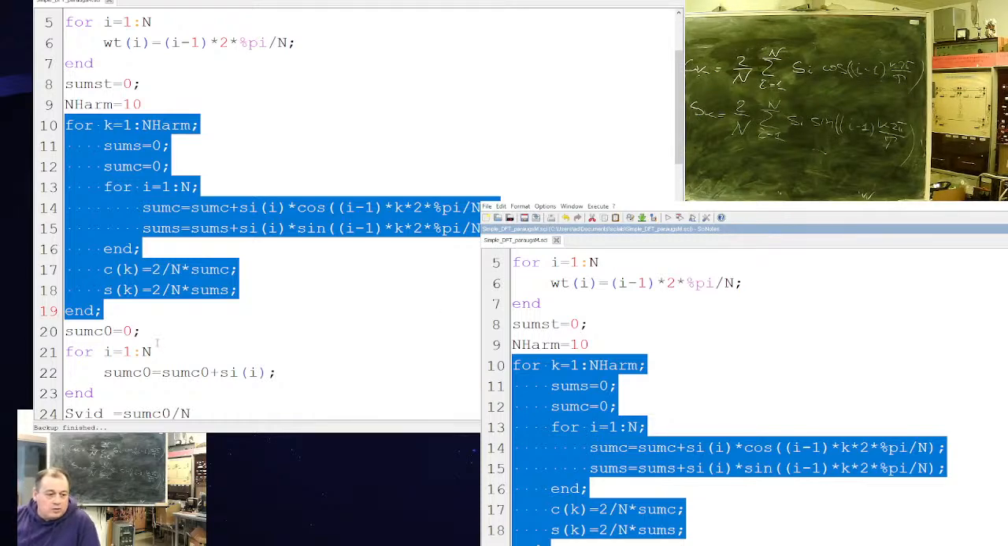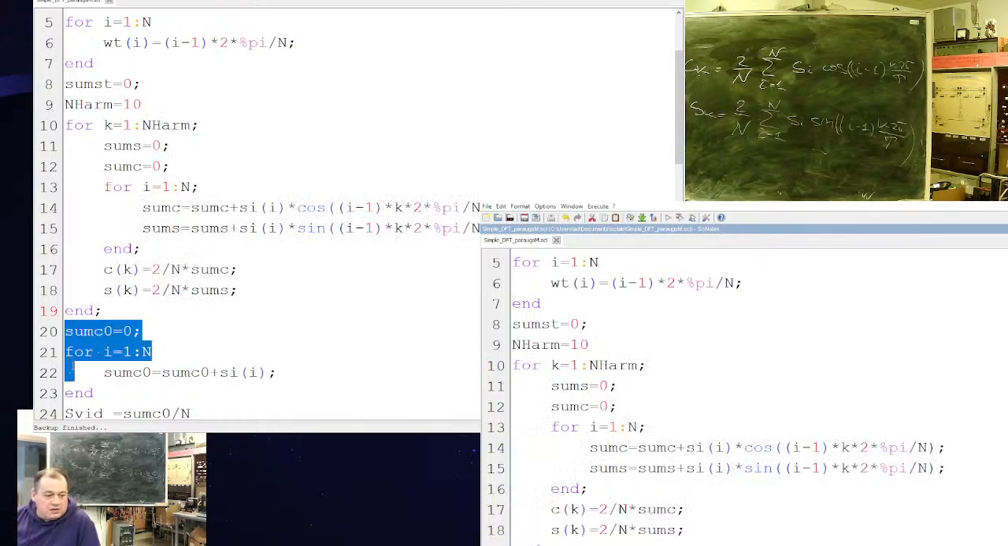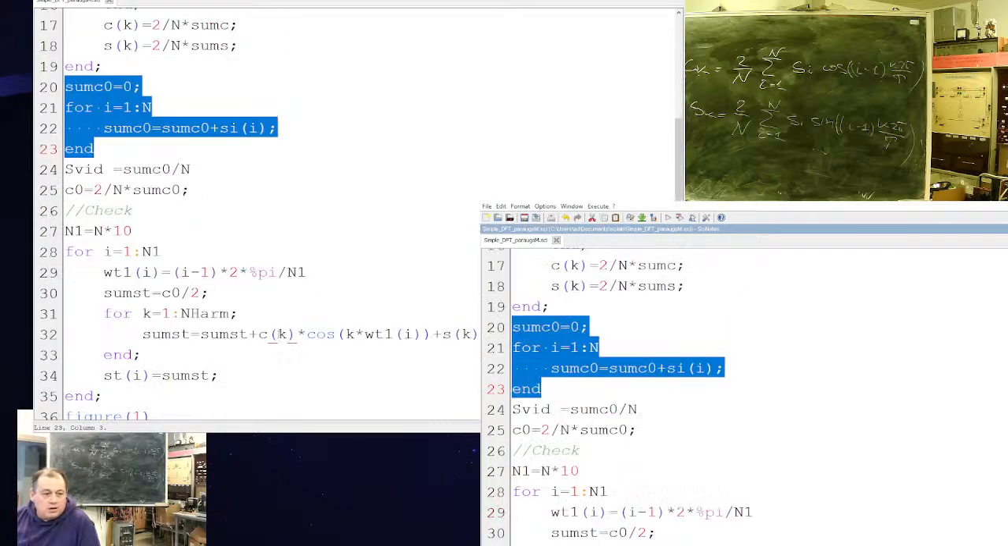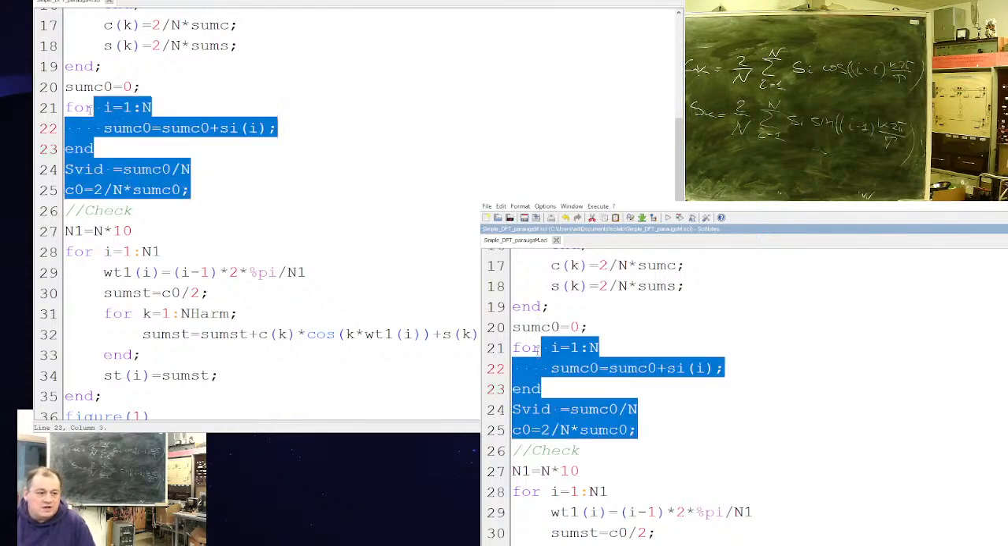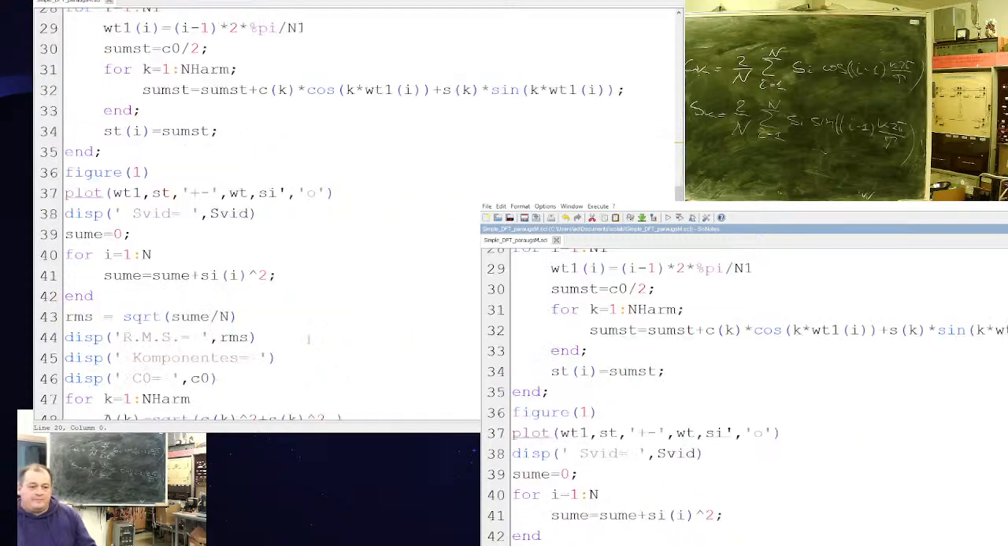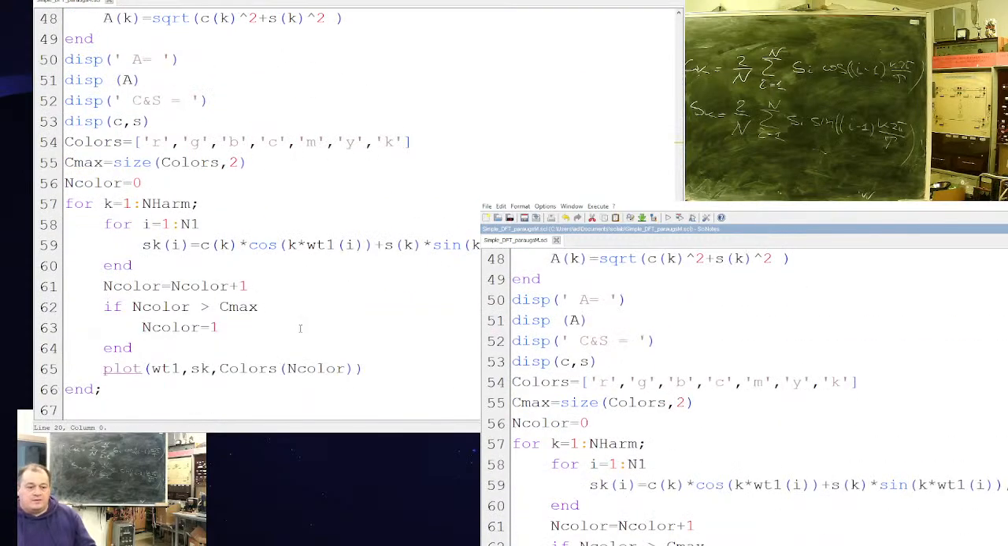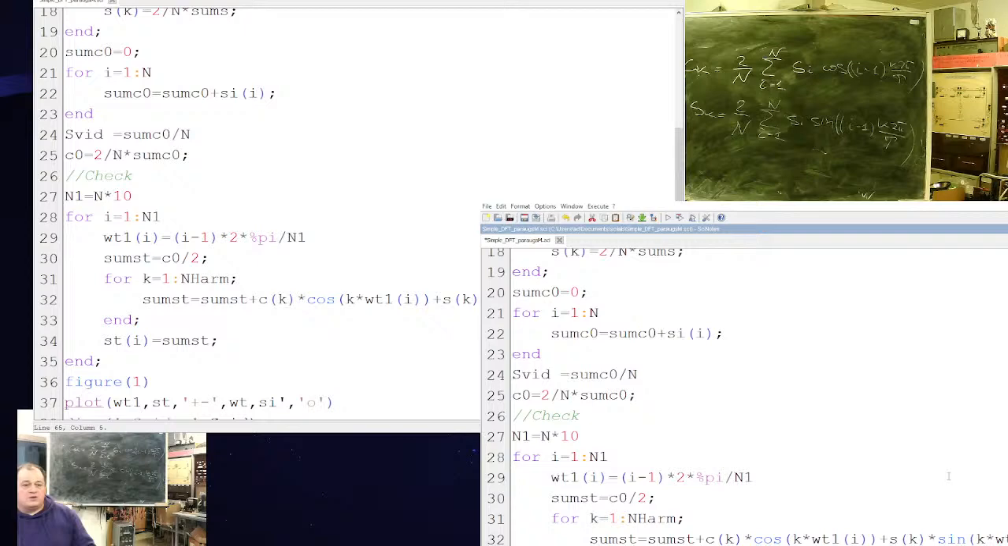This row, this small part is for DC component. Simple average, sorry. Here it is. Simple average to get DC component. Maybe I will temporarily cut this off. What I got next?